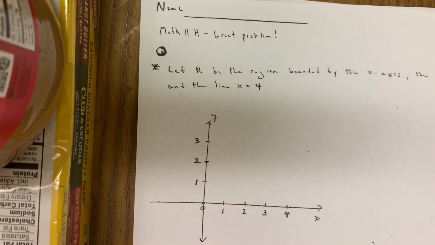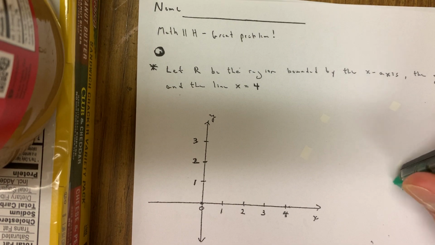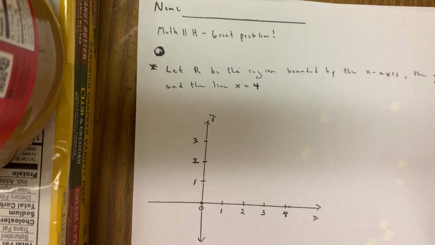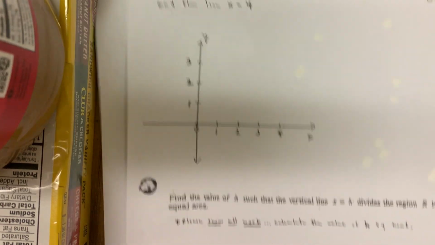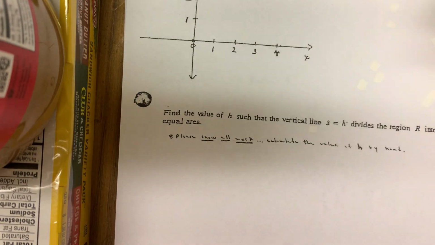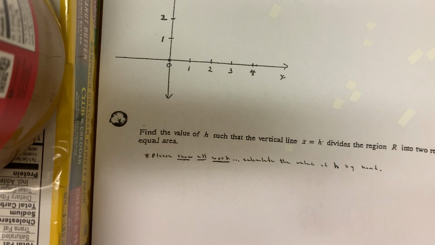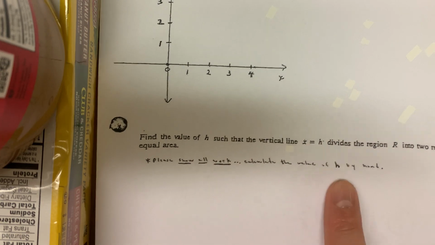Okay, they tell us let R be the region bounded by the x-axis, the graph of y equals radical x, and the line x equals 4. And then they tell us find the value of h. The heck is that? Such that the vertical line x equals h divides the region R into two regions of equal area. Please show all work. Calculate the value of h by hand.